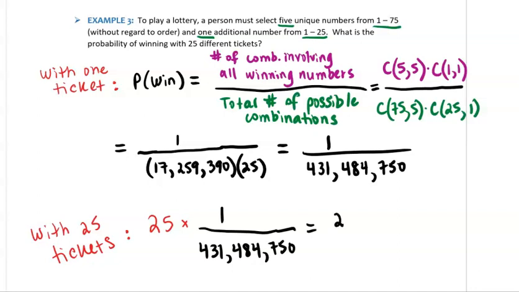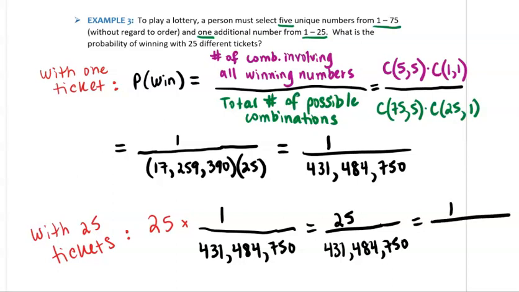So that would give 25 out of 431,484,750. This simplifies to 1 out of 17,259,390. So a very, very small probability.